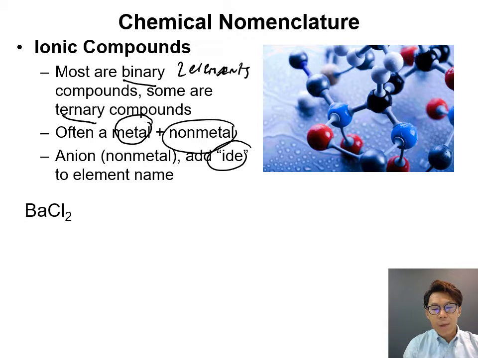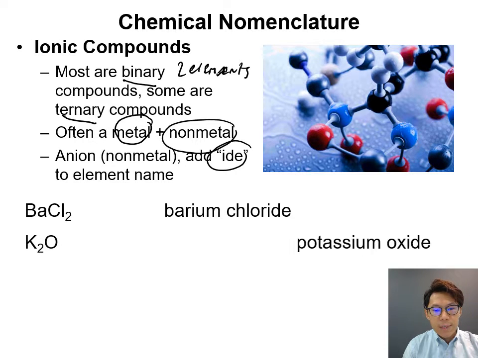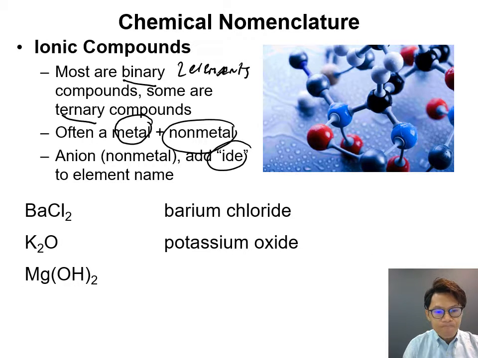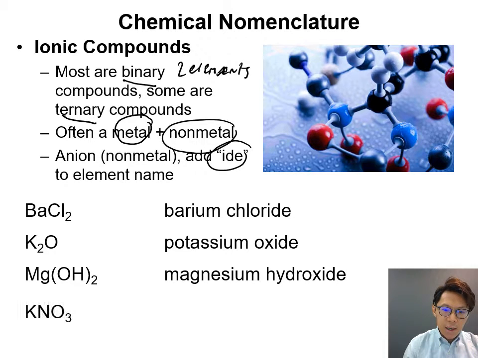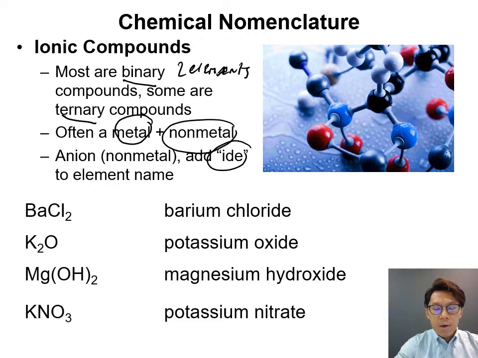We have the first one, barium chloride. The next one, potassium oxide. And magnesium hydroxide. And another one, potassium nitrate. Many students struggle with this kind of naming on the right side, or even writing the formula on the left side. So I will show you how to come up with the formulas and also write the names.